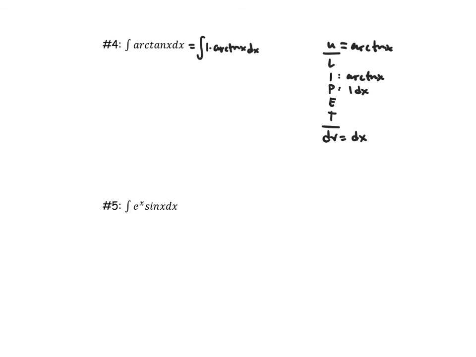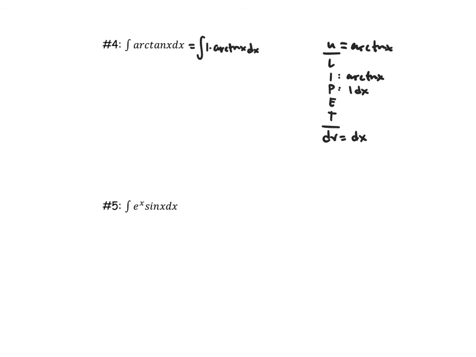All right, number 4, very similar to number 3 in that we can rewrite this function as 1 times arctan x. So if you just see one function, you assume the other function in the process of finding u and v is the function 1. So using LIPET, I've got, looks like an inverse trig function. So that's I, which will be arctan x, and a polynomial, which is 1. So I'm going to tag dx there. So dv is dx, and u is arctan x.